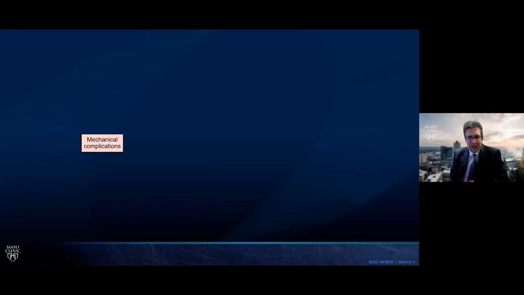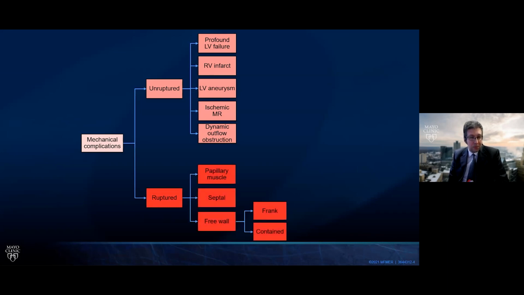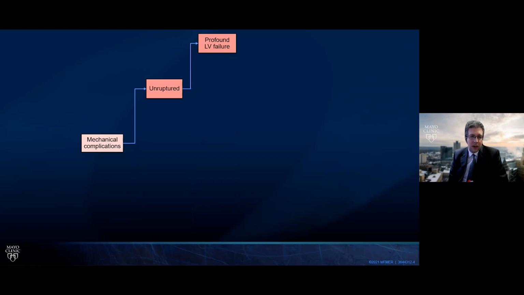In order to do that, I think it's important to have a framework to organize and categorize mechanical complications. I would broadly initially divide those into both rupture and unruptured complications. Within the unruptured group, I would further subdivide into profound LV failure, RV infarct, LV aneurysm, ischemic MR, and dynamic outflow tract obstruction. Whereas within the ruptured group, that can really happen at one of three locations. It can either be in the papillary muscle, in the septum, or in the free wall. And we'll go on to further divide the free wall into frank or complete rupture versus a contained rupture, also known as a pseudoaneurysm. But let's first dive into the unruptured complications and talk about profound LV failure.